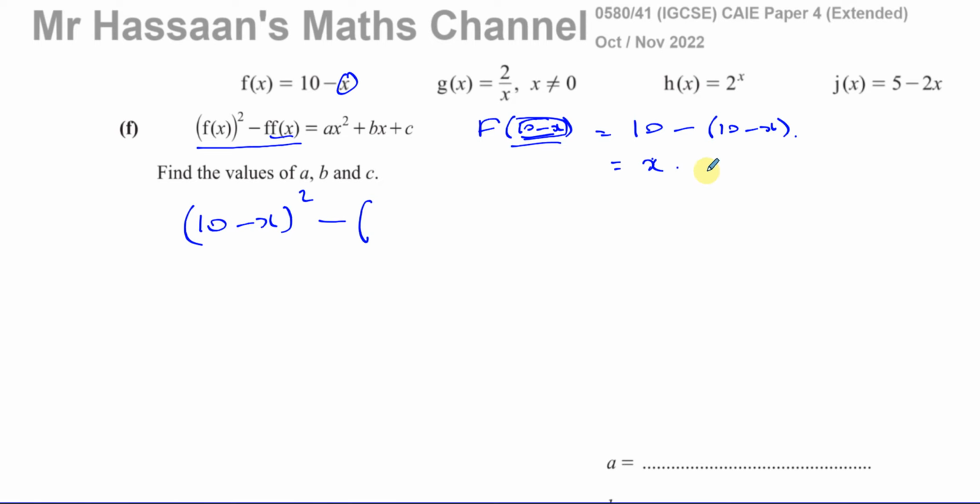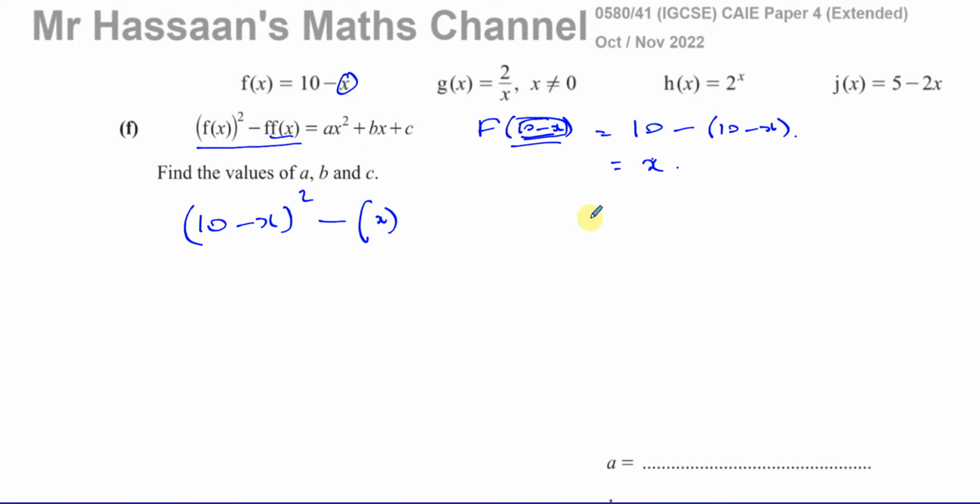In fact, that means this function is the inverse of itself. If I find the inverse of this function, I'm going to get 10 minus x, the same thing, because when you put a function inside another function and you get x, they cancel each other out, so they're inverses.